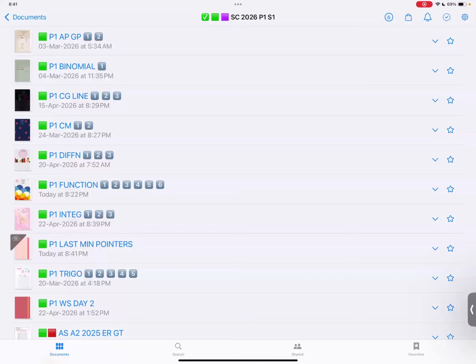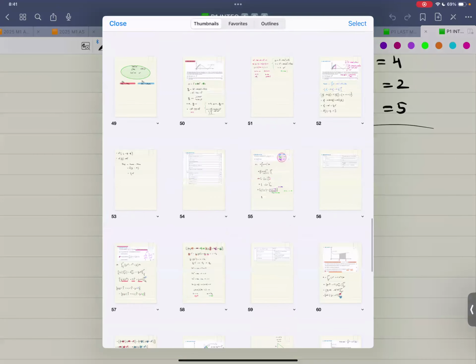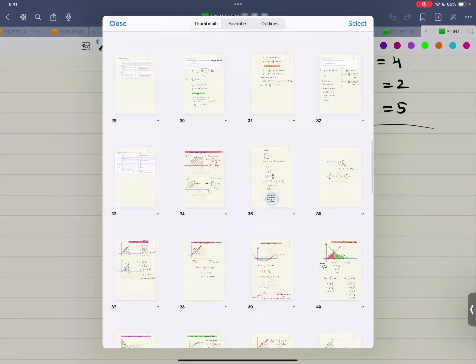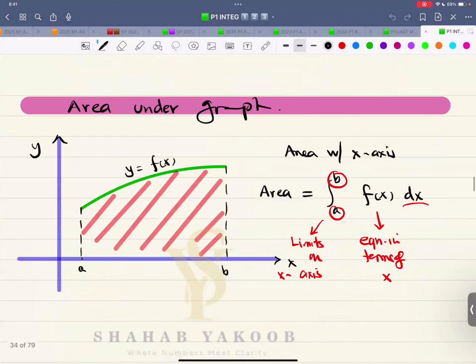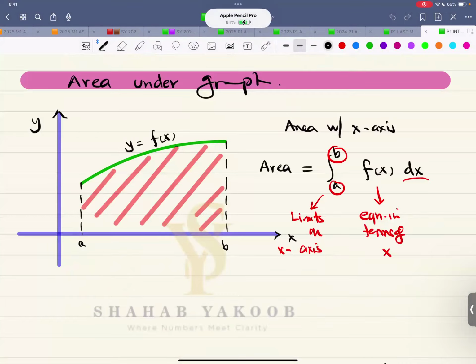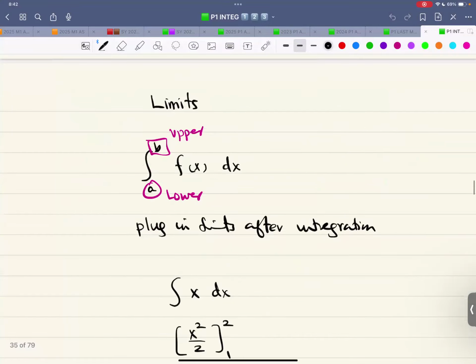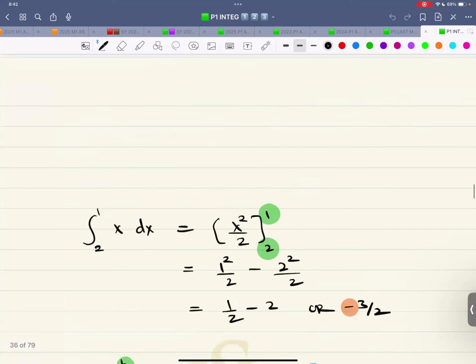So let me just show you this thing over here. The second lecture was totally focused on this thing. That is this idea from here. This is area under the graph with x-axis. Basic integration, limits on x-axis. Area under graph with y-axis. So now you rotate it. That's under the graph with y-axis. And then when you plug in the limits, C cancels off. Upper limit first, lower limit second.